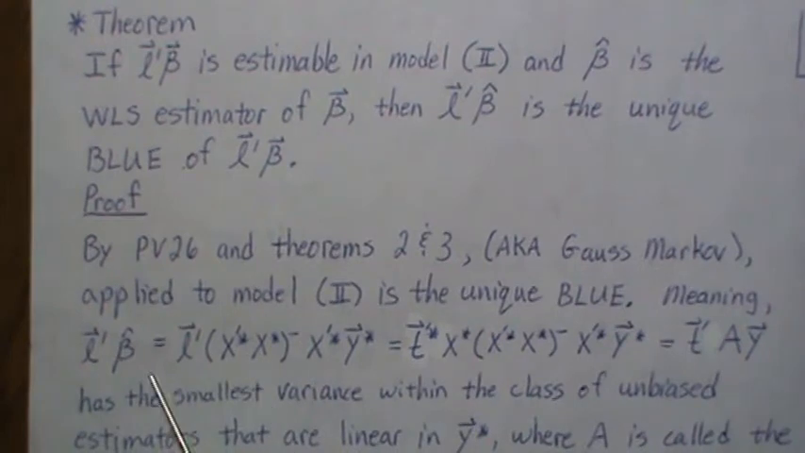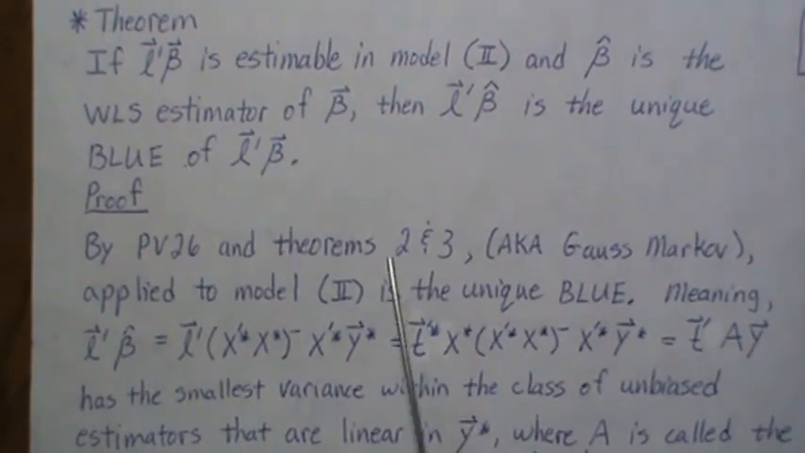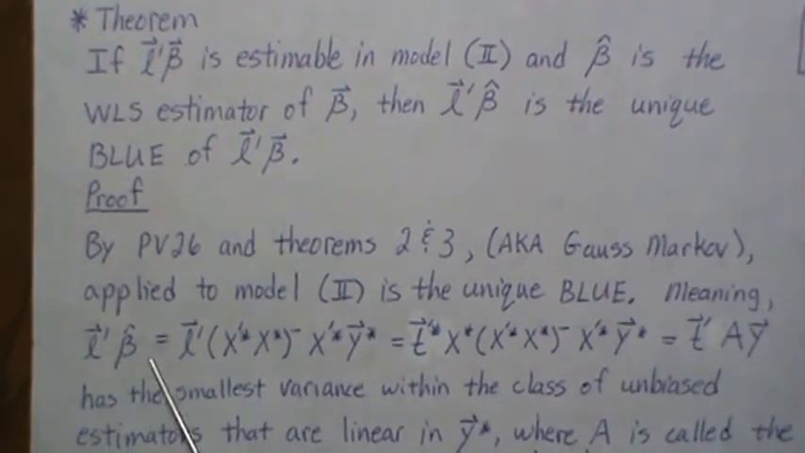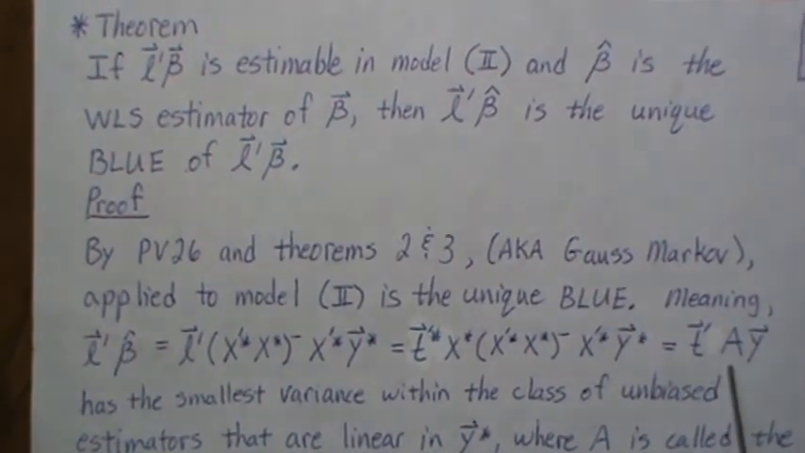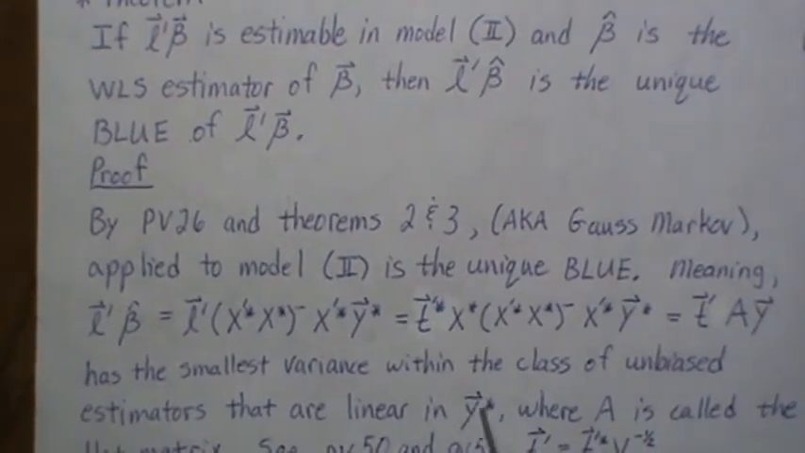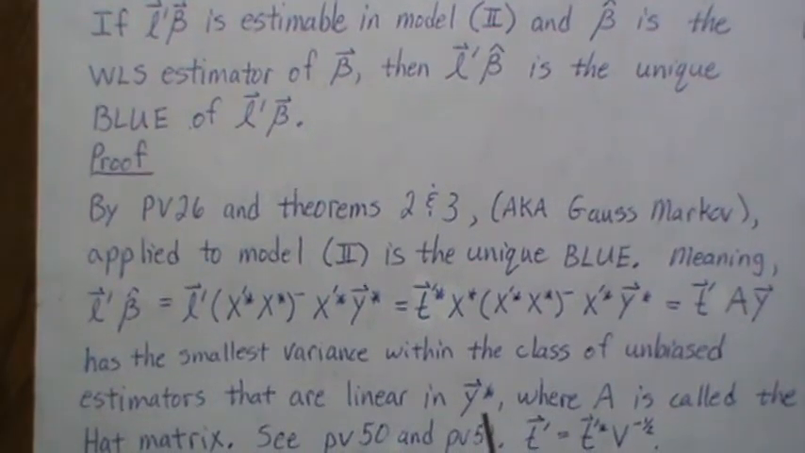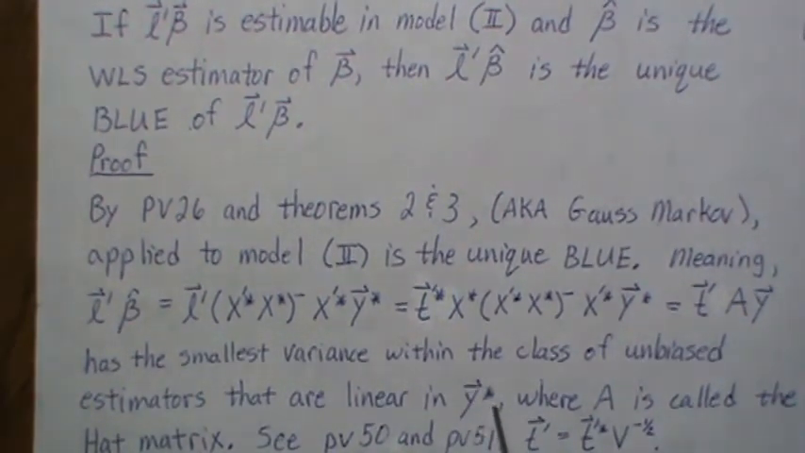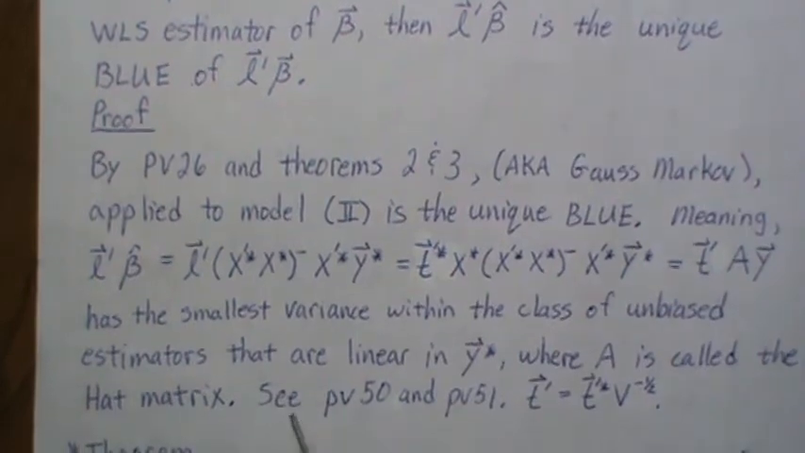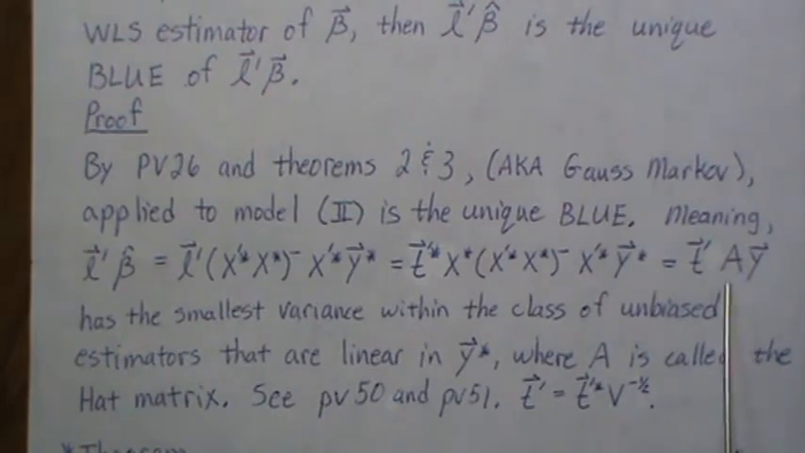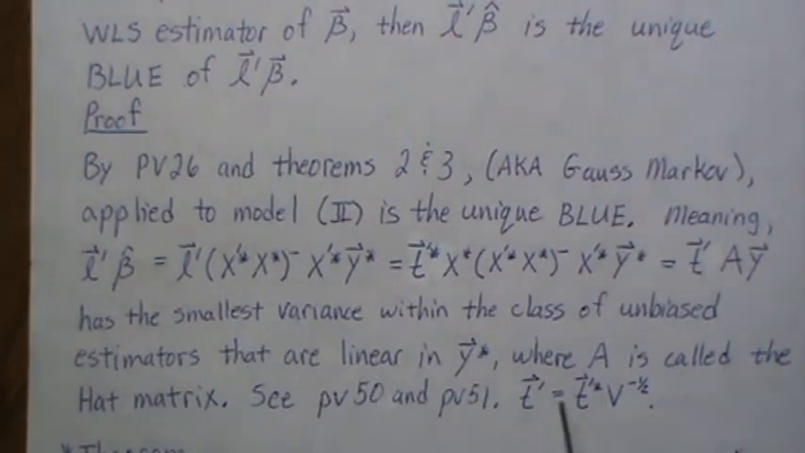And this, because of theorems 2 and 3 in previous video 26 in this playlist, is the BLUE. But that says that that's equal to this, so that's the BLUE. And it has the smallest variance within the class of unbiased estimators that are linear in Y star. But from the previous video, that means it's also linear in Y, which here you can kind of see that it is. Where A is called the hat matrix, and see previous videos 50 and 51 in this playlist for more details about A and that hat matrix.